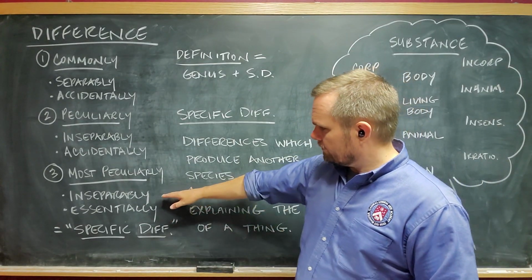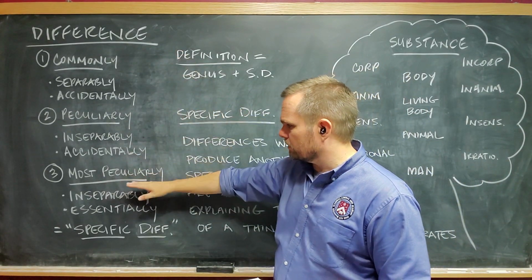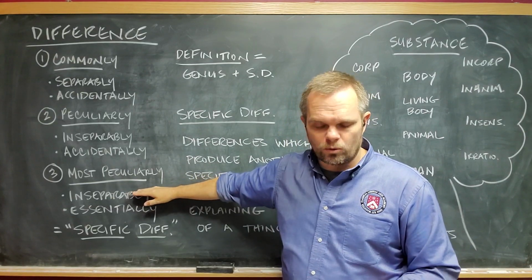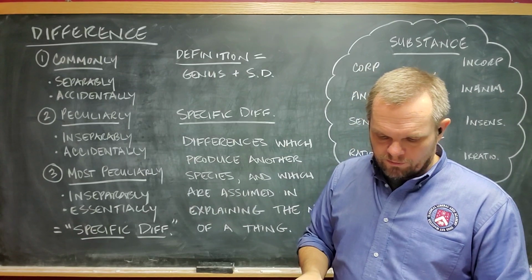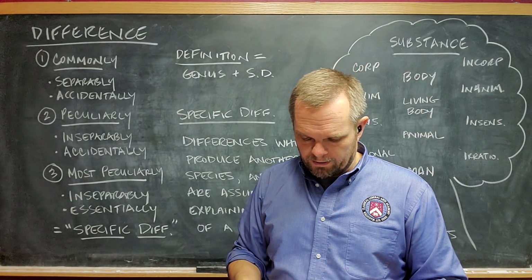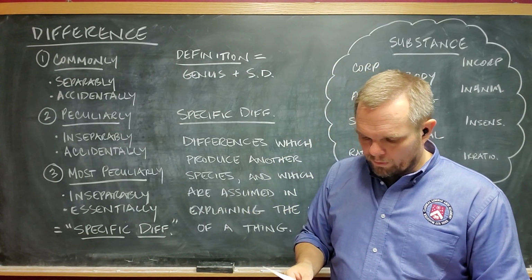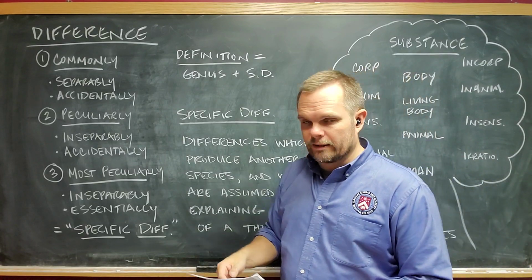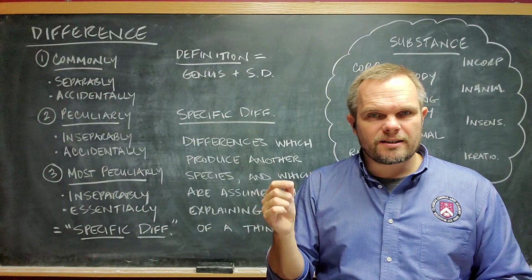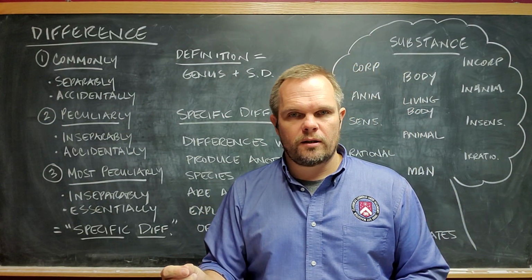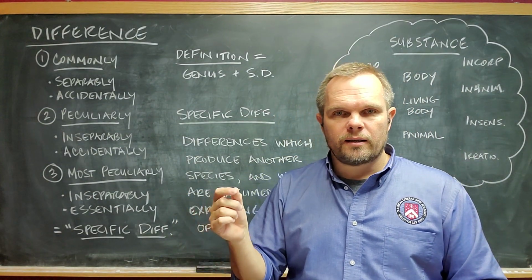The third way is for two things to be different most peculiarly. And Porphyry says, one thing is said to differ most peculiarly from another when it differs from that other thing by a specific difference. A specific difference.